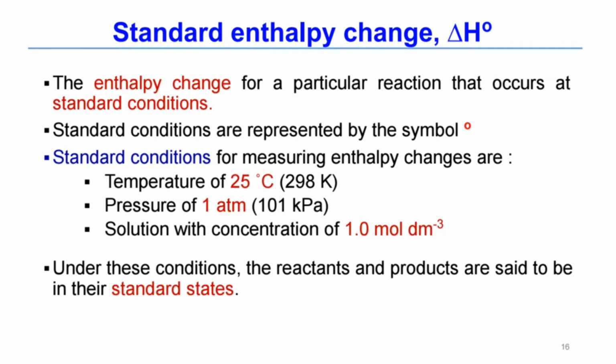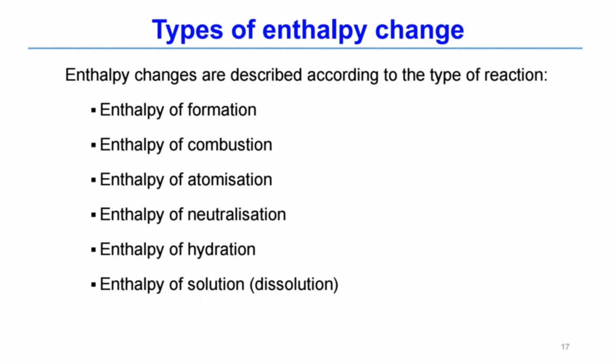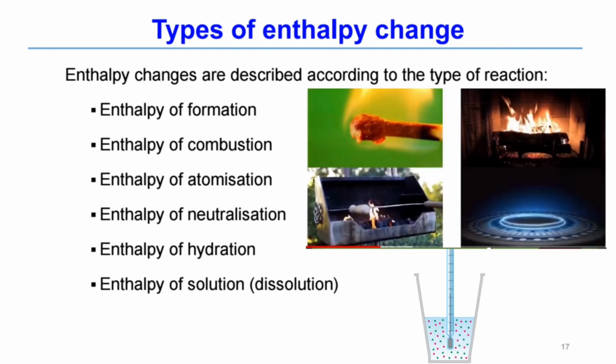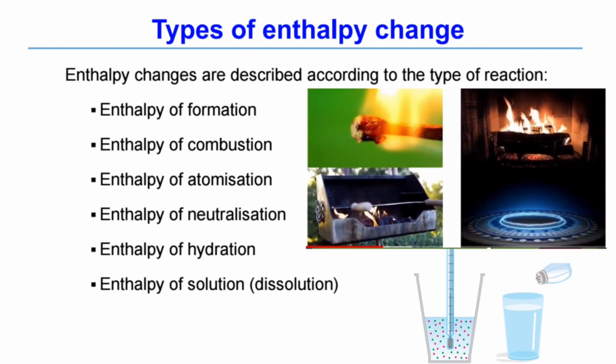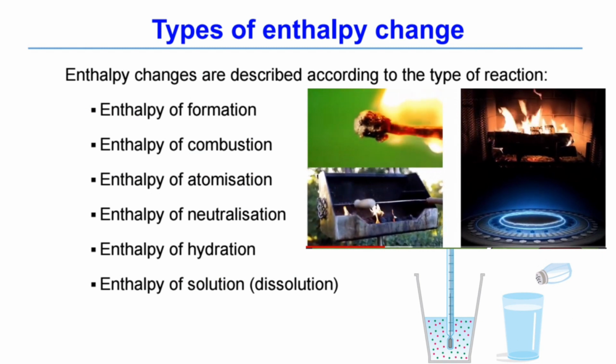The standard enthalpy change, written as delta H naught, is the enthalpy change for a reaction that occurs at standard conditions. The standard conditions refer to a temperature of 25 degrees Celsius, a pressure of 1 atmosphere, and a solution concentration of 1 molar. There are 6 types of enthalpy change that you should understand and describe by using appropriate equations.